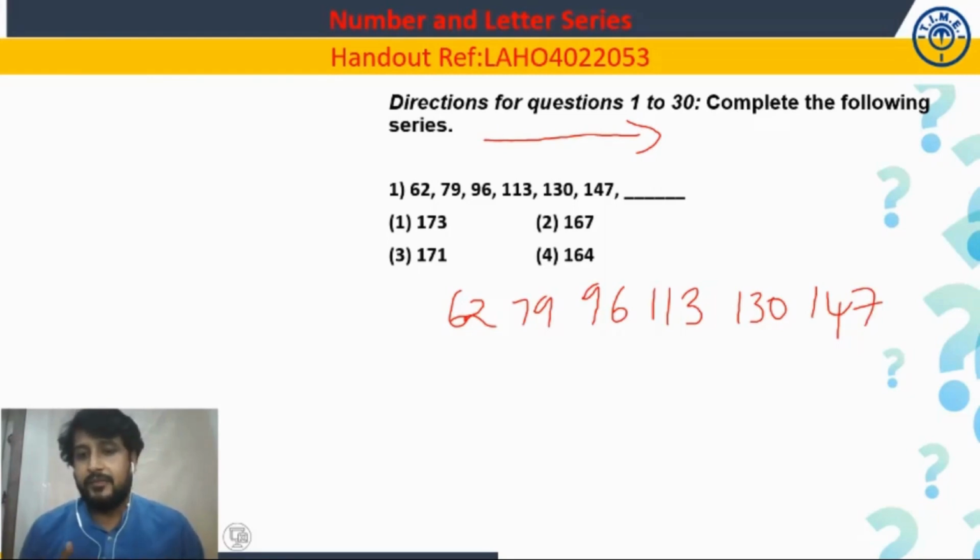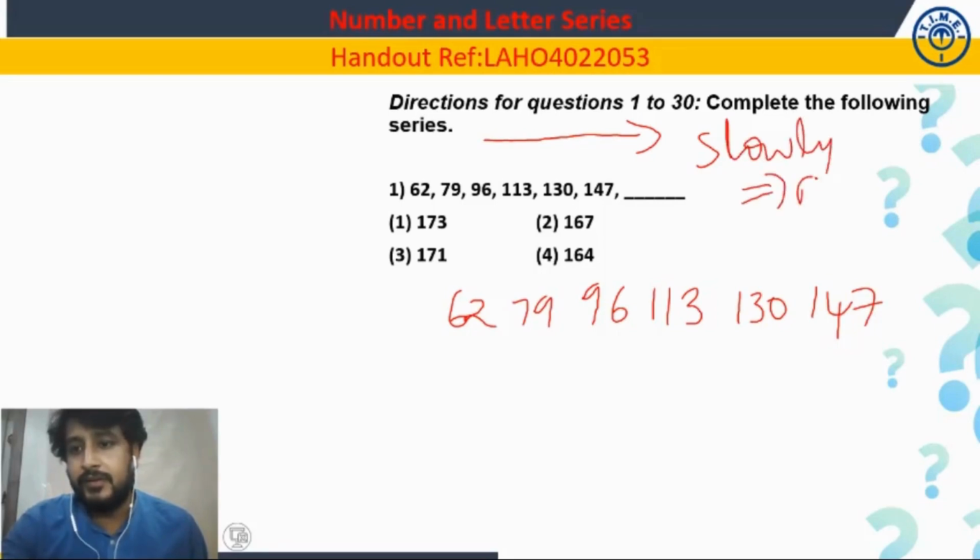in our last class. If the given series is increasing slowly, we will be checking logic with difference. If the given series is increasing rapidly, we will check product logic. Now here the numbers in the series are increasing slowly or rapidly? Definitely we can say that increasing slowly. If the given series is increasing slowly, we are going to apply which logic? Difference logic. Now let's check with the difference logic.